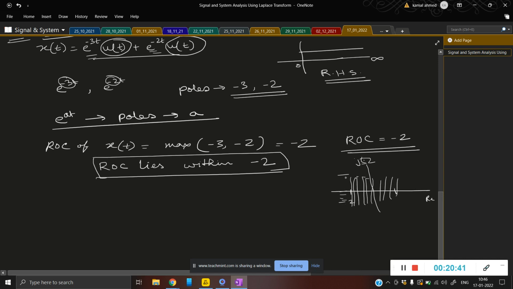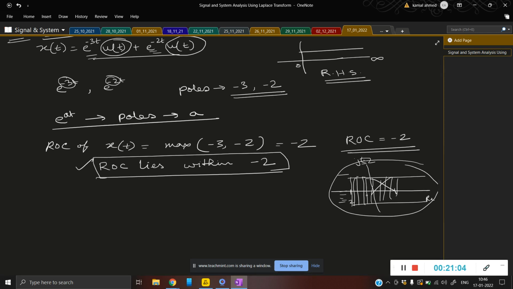सो लैप्लास का तुम्हारा आरओसी प्लॉट करने के लिए नहीं देता, सो नो नीड टू वरी, यू जस्ट राइट दिस लाइन. सो नाउ, क्योंकि स्ट्रिप कंटिन्यूअस स्ट्रिप होगा जब तक तुम्हारा सिग्नल जाएगा. सो नाउ इट इज नॉट मैंडेट टू ड्रॉ द आरओसी डायग्राम in case of Laplace transform. You just have to find out the value of ROC, that is ROC equal to -2.